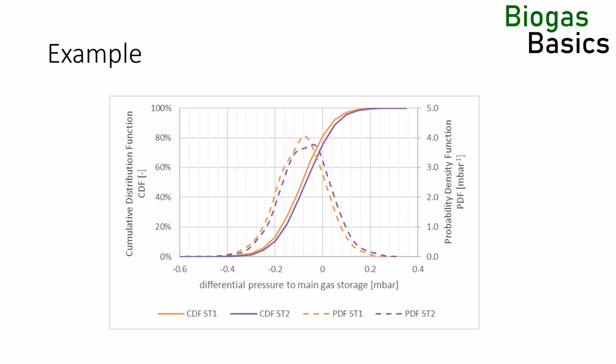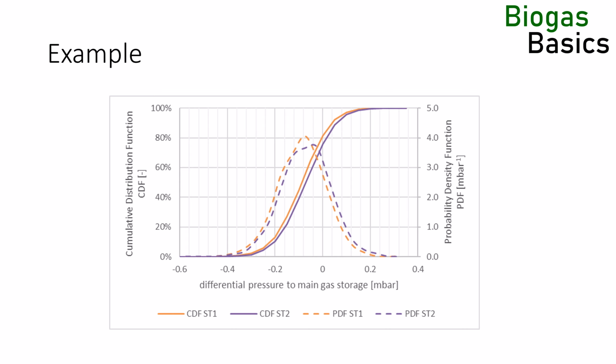We get a better idea when we look at the pressure difference between the main gas storage and the ancillary gas storages. I plotted the cumulative distribution function, or CDF, on the left ordinate. It is the sigmoid-shaped bold curve. Its derivative is the probability density function, or PDF, which is the bell-shaped dashed curve and is shown on the right ordinate. The abscissa is the pressure difference to the main gas storage on the secondary digester. The cumulative distribution function shows how often the pressure in the respective gas dome deviates by the value on the abscissa, and the probability density function shows the probability how often this is the case.